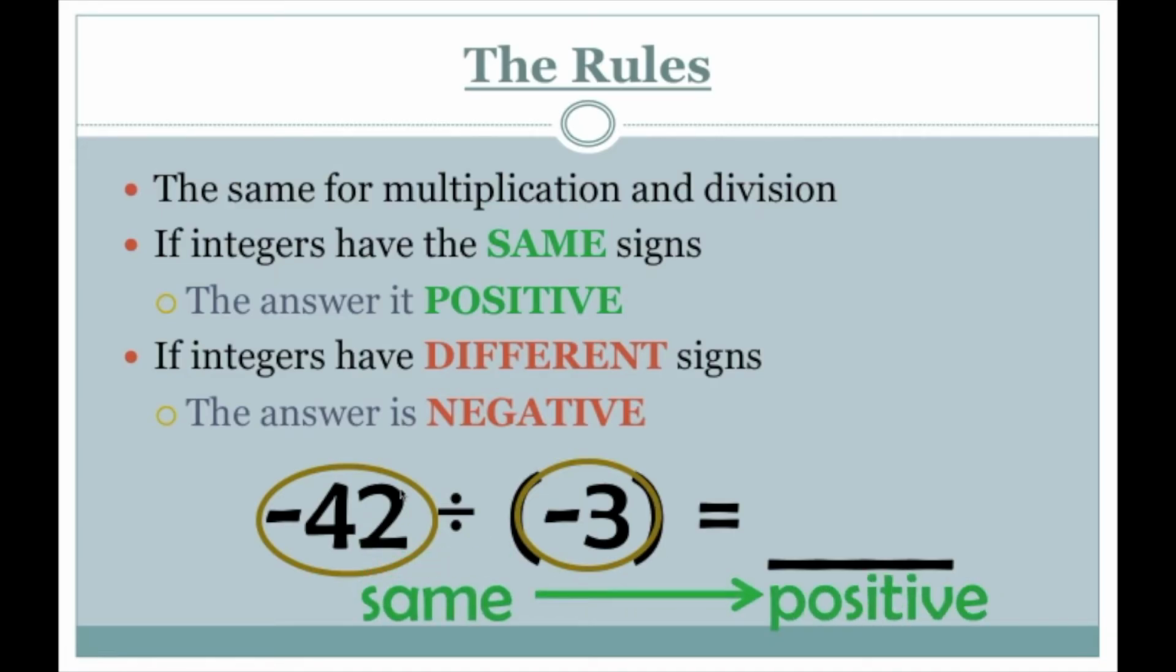Well, what's 42 divided by 3? That's going to be 14. But remember, it's positive 14 because our signs are the same. Even though they're both negative, it doesn't make a difference. Because they're the same, our answer is positive.